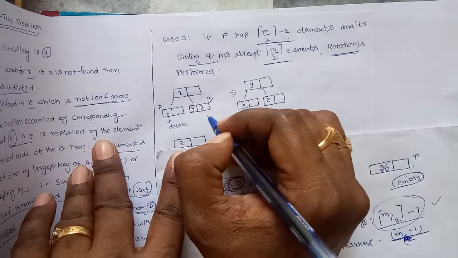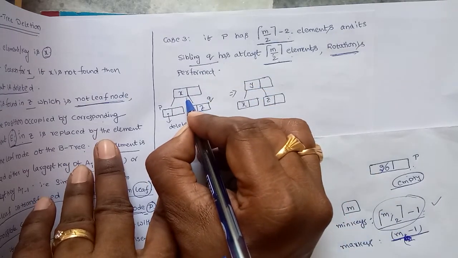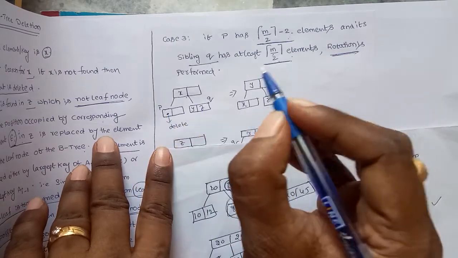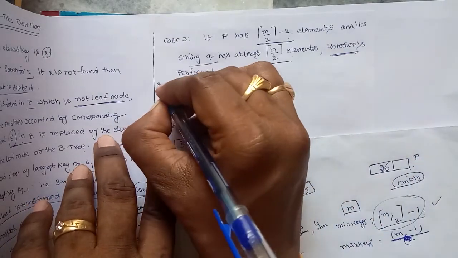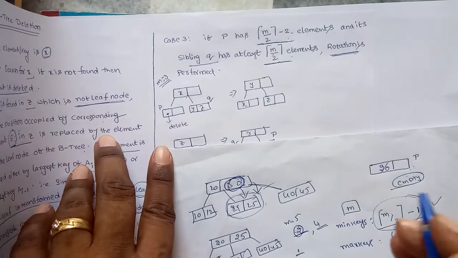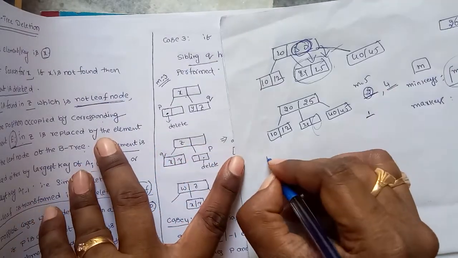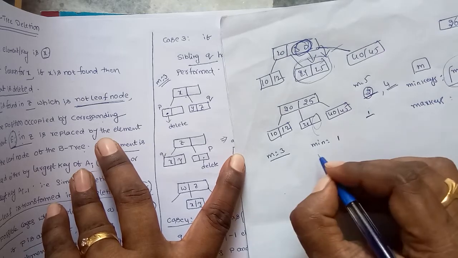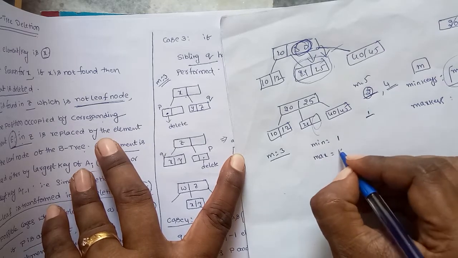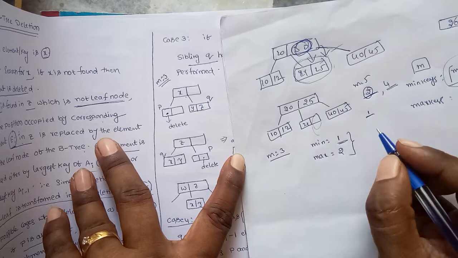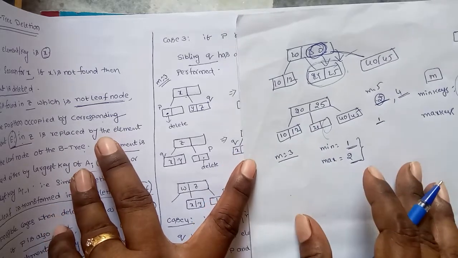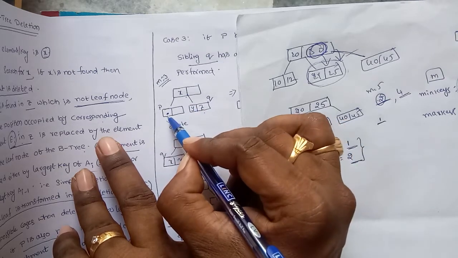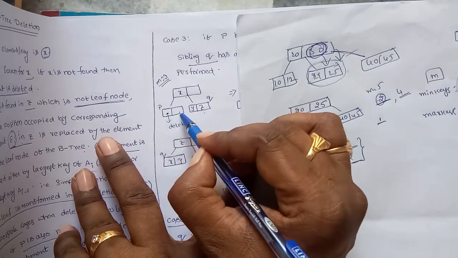For example, see this one: X is the root node, P is the node from which an element was deleted. For example, this is order 3, m is equal to 3. For m equal to 3, the minimum number of elements is 1, the maximum number of elements is 2. So 1, 1, 2, no problem. After deleting this element, it violates the property.